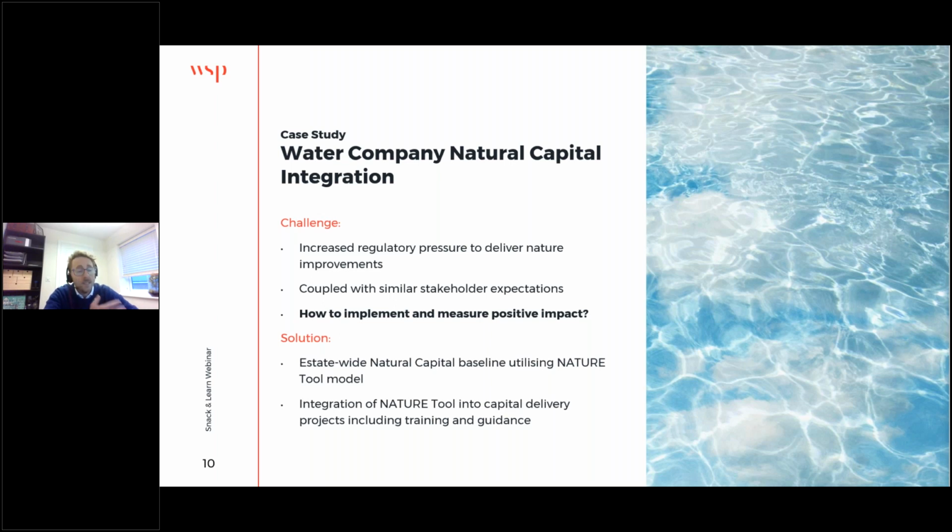And we see similar expectations from stakeholders for the water company to really do more than just providing clean, reliable water, but really have a positive impact on the wider environment. And the challenge the company faced, and that's why they came to us, is how can we actually implement that, and how can we achieve, measure, and demonstrate these wider positive impacts. And we contributed the solution to that with an estate-wide natural capital baseline using the nature tool model, and by integrating the nature tool into capital delivery projects, including providing training and guidance.